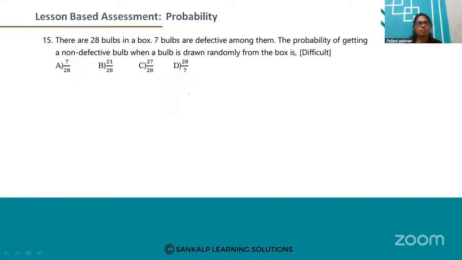So first find the total number of bulbs, which is n of s is 28. So next find the number of non-defective bulb by subtracting the number of defective bulbs from the total number of bulbs. So what does it come to? 28 minus 7 is equal to 21.